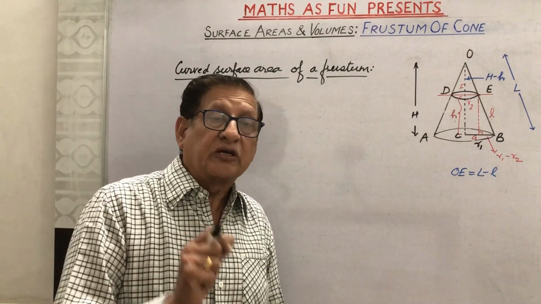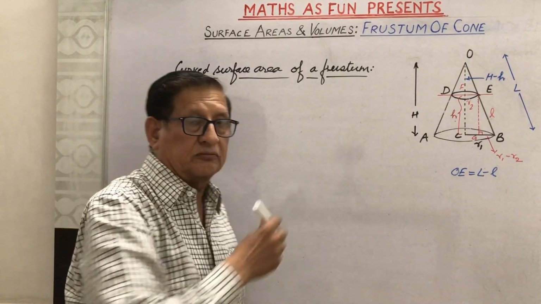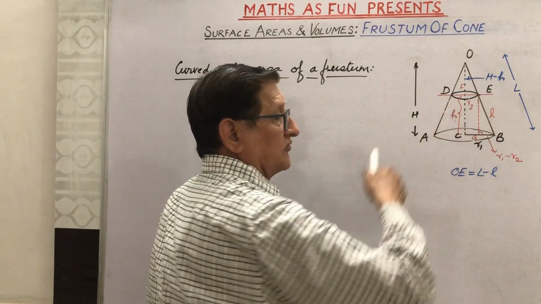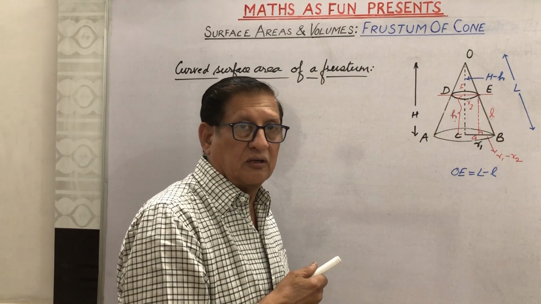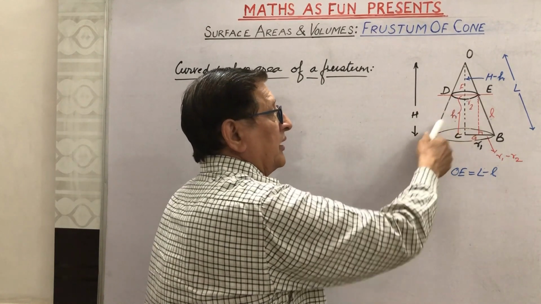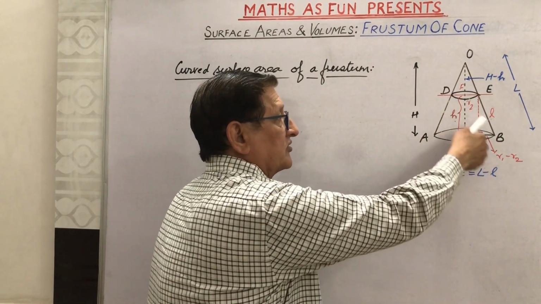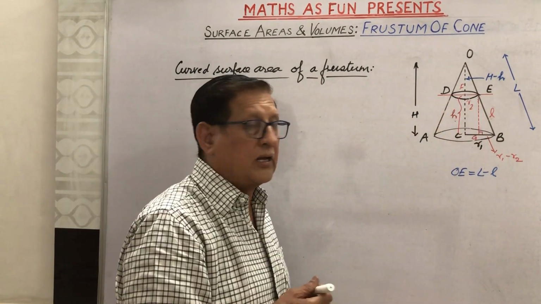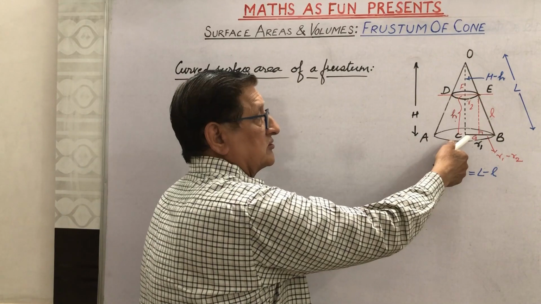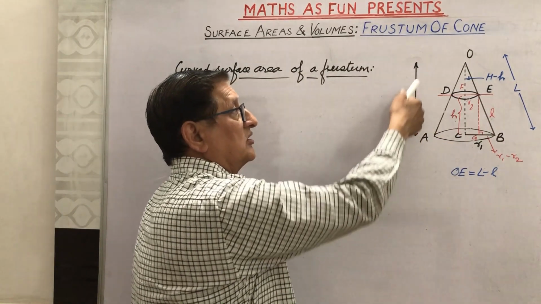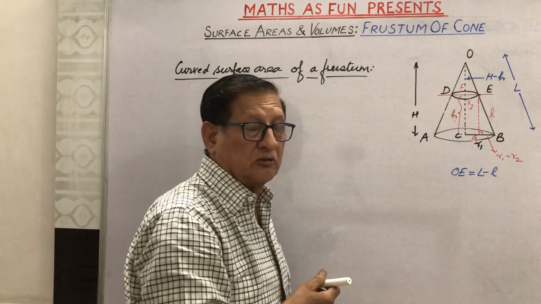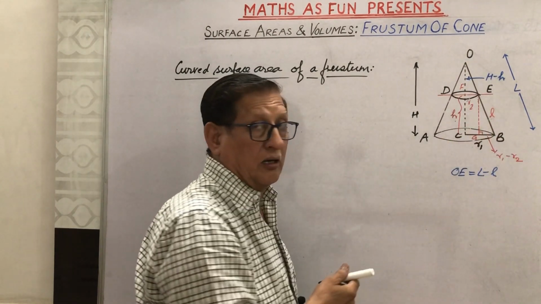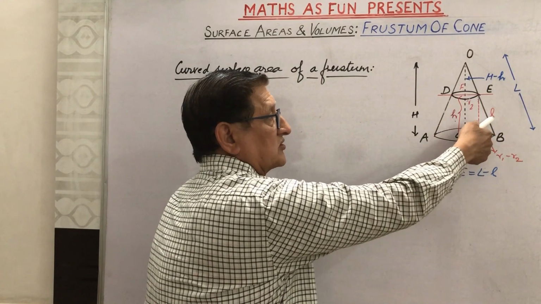Now in case we want to find out the curved surface area of a frustum, see it is the full cone and we have cut it from somewhere with a plane parallel to the base. Then this lower part is the frustum. Suppose the radii of this are R1 and R2 and the height of the frustum is small h and that of the large, that is the complete cone, is suppose capital H. The slant height of the cone is capital L and that of the frustum is small l.